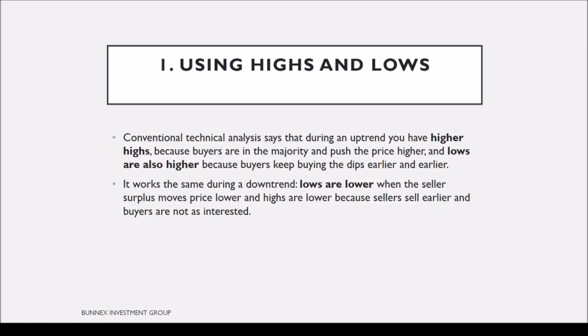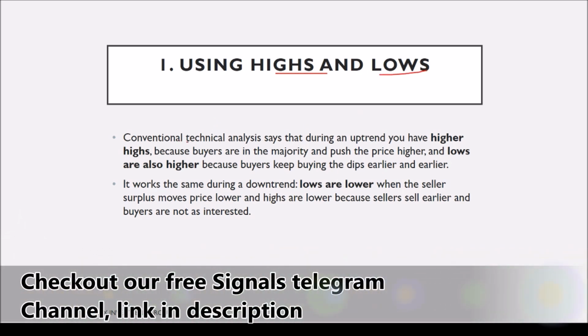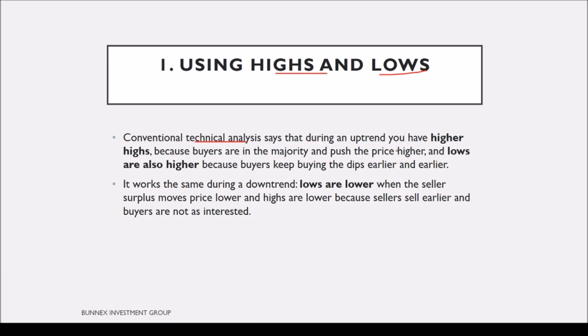So the first method of identifying the Forex trend is using the highs and lows. Conventional technical analysis says that during an uptrend, you would see higher highs because the buyers are in the majority and push the price higher, and the lows are also higher because buyers keep buying the dips earlier and earlier. It works the same during a downtrend. Lows are lower when the sellers move price lower, and highs are lower because sellers sell earlier and buyers are not as interested.